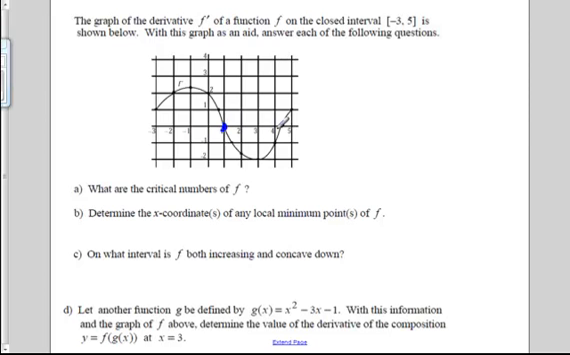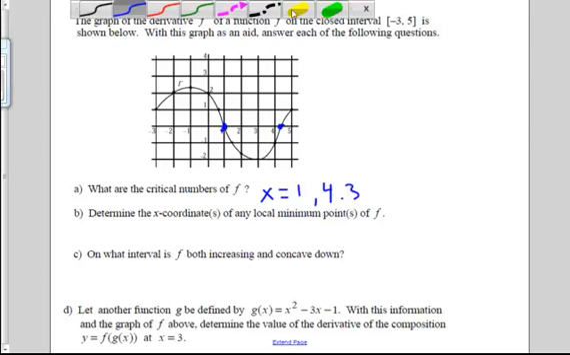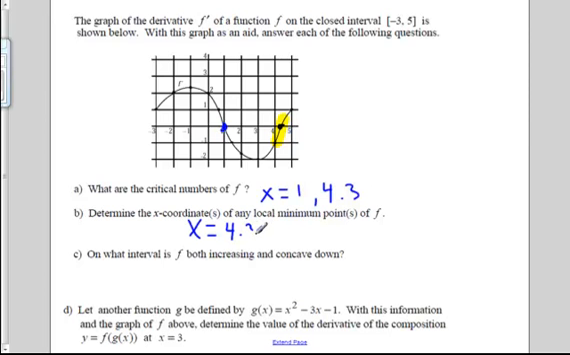So 0 there, 0 there. So what are those numbers? When x equals 1 and maybe 4.3. And it says determine the x-coordinate of any local minimum point. Well, the minimum point is when my derivative is going to go from a negative value to 0 or undefined to a positive value. So my local min is going to occur at x equals 4.3.